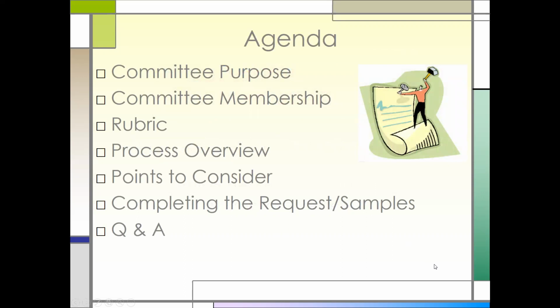So today we're just going to quickly go over the committee purpose that actually rates all of the requests from across campus, the committee membership, the rubric used to rate the requests, the process overview, points to consider when you're writing your own, completing the requests and samples of that. And then if there's any question and answer afterwards, we'll do that, which there won't be this time.